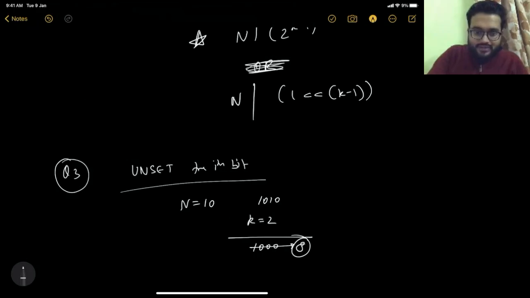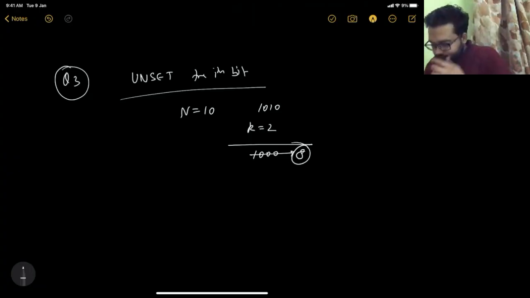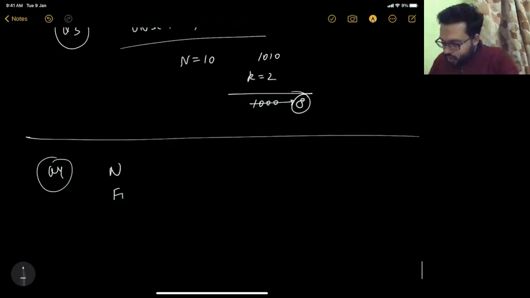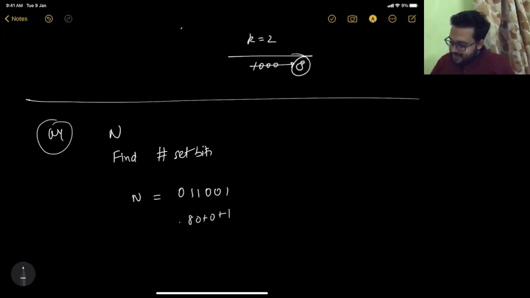Let's say your number that is given to you is something like 011001. Can anybody tell me what this number is? This is 1 plus 0 plus 0 plus 8 plus 16. This number is 25. So if the number given to you is 25 and you want to figure out the number of set bits that are there, how can you do that? Is the question clear? So how can you do that?